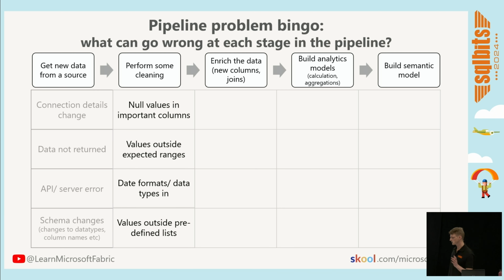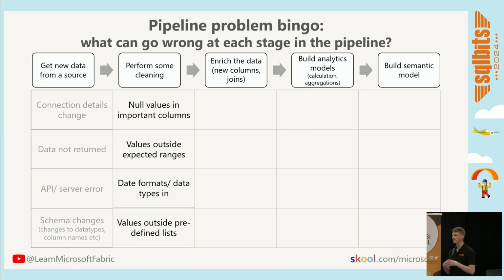At the second stage, when we're talking about cleaning data, some things that might go wrong here, well, if you've got null values in really important columns, and by important here, I mean you're going to be using that column later down in your pipeline, so maybe you're joining on that column. Or it could be a really important date that you're going to be doing some time intelligence calculations on. If there's null values or any sort of errors in that column, then obviously that's going to impact your analytics.